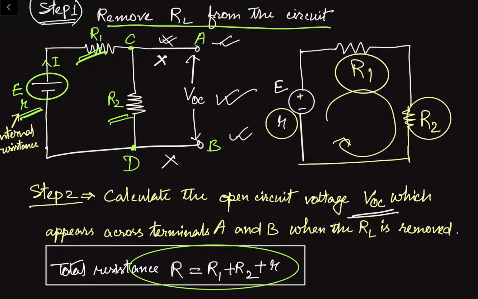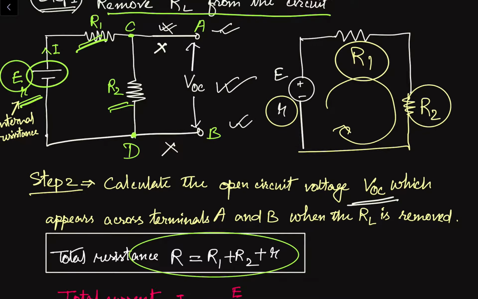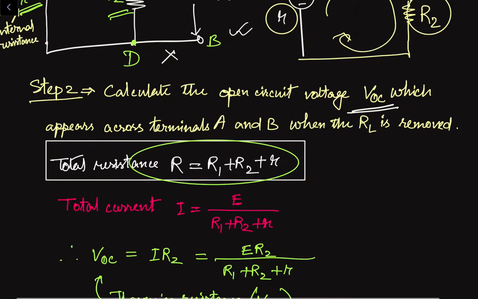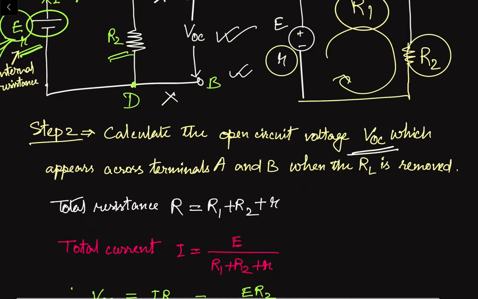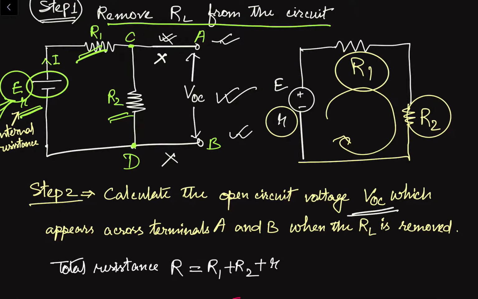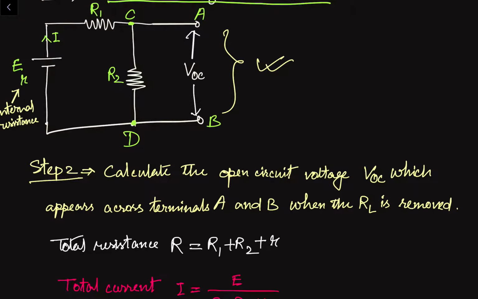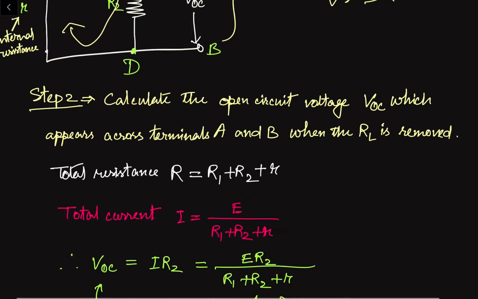Now we have the total resistance. If we divide the total voltage, that is the E value, by this total resistance, we will get the total current. So the total current value is given by this. Now we have to find out the VOC, the open circuited voltage. Between these 2 points, the total current I is flowing in this direction, and we have to multiply this I with R2, because from Ohm's law we have V equal to IR. So we'll use that formula.